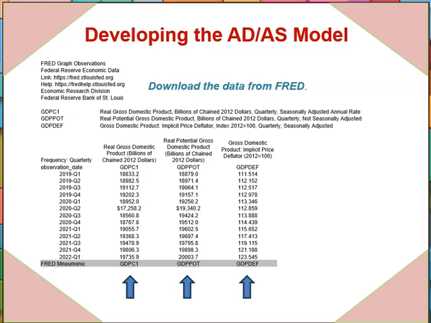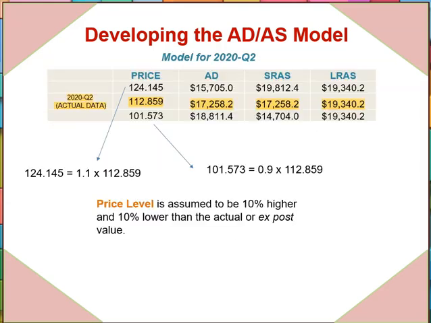Oops! So, we have the data needed to develop the model. And remember that real GDP ex post equals real GDI ex post, which is why we are only using real GDP for both concepts. After assembling the data, we now will go through each column of the data set. To calculate additional price points, we will simply use an arbitrary adjustment, which is 10% higher and 10% lower than the actual price level. This is shown on the slide.